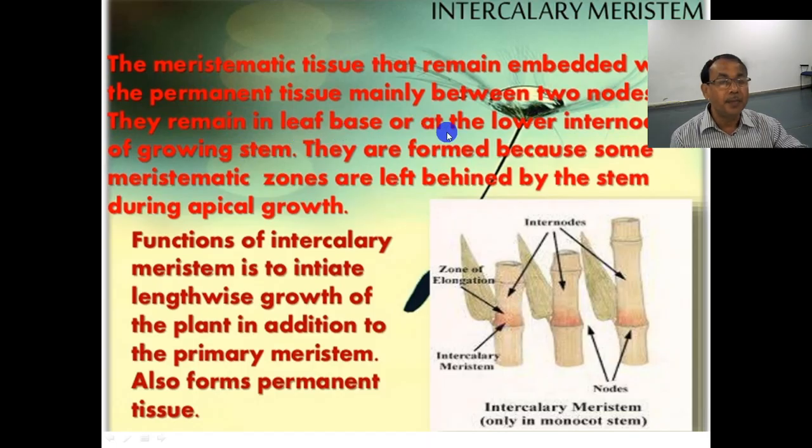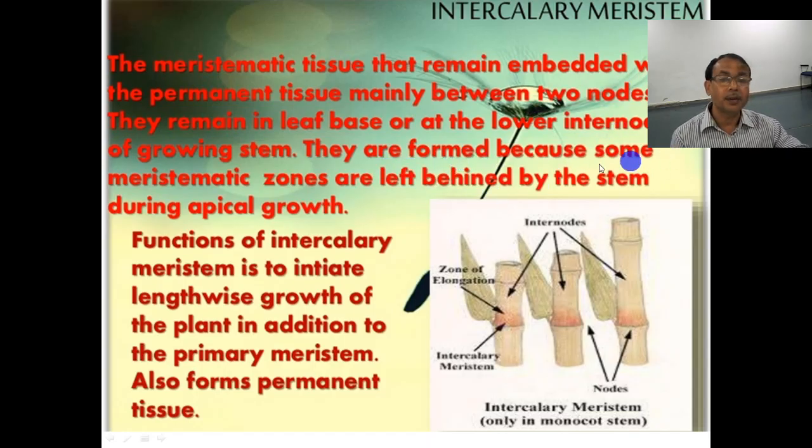They remain in the leaf base. This is the base of the leaf, the lowest position of the leaf. They remain in the leaf base or at the lower internodes of the growing stem. The region in between two nodes is called the internode. When the stem is growing, in the lower internodes, this group of intercalary meristem is present. Now, how are they formed?